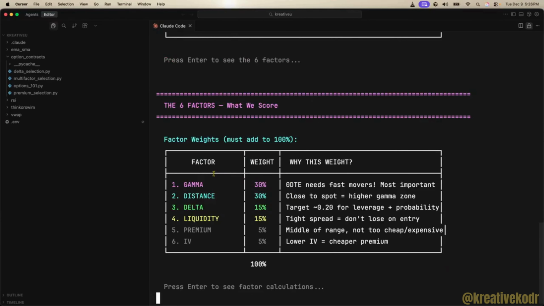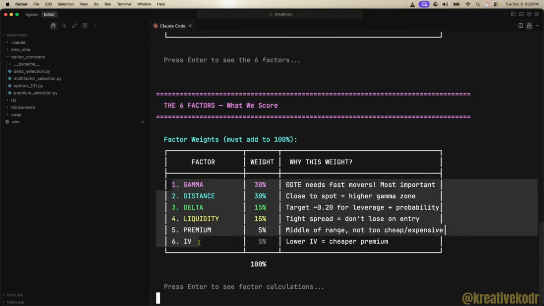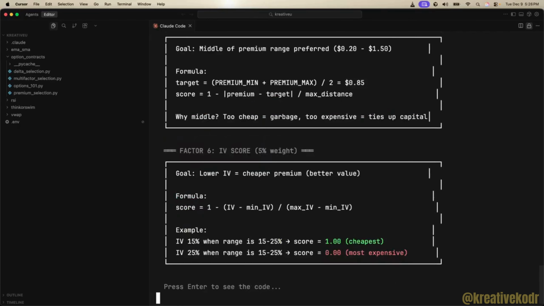All right, 6 factors. We have gamma: 0 DTE needs a fast move, so this is the most important. The distance, the closest spot, the high gamma zone. The delta, liquidity, premium, and IV. So we take everything that we basically told you for our others and combined it to come up with these 6 factors in order to select option premium.